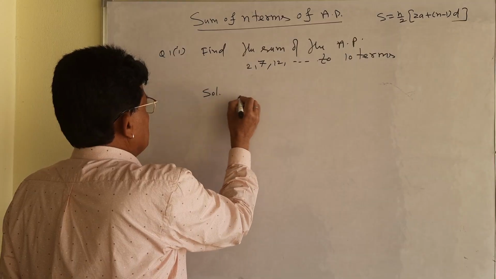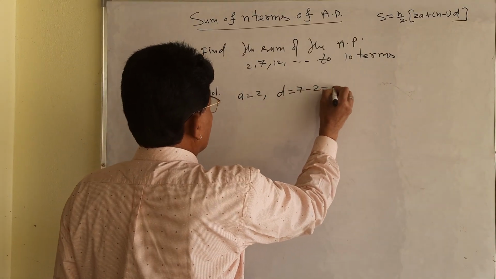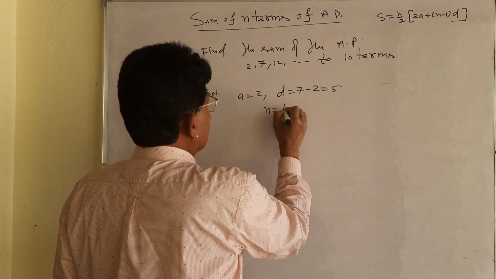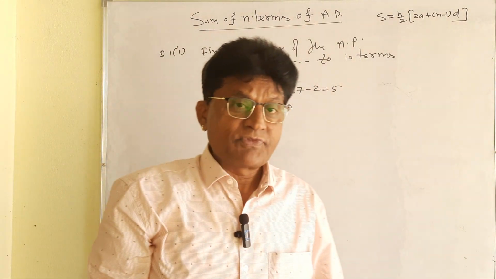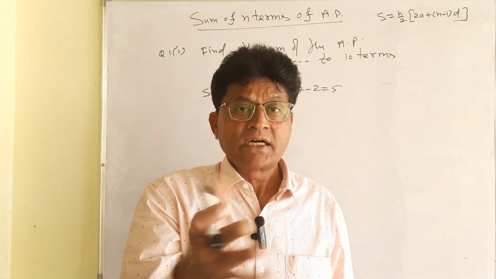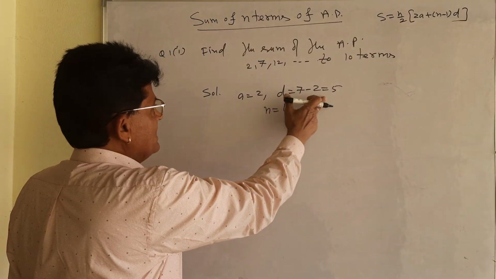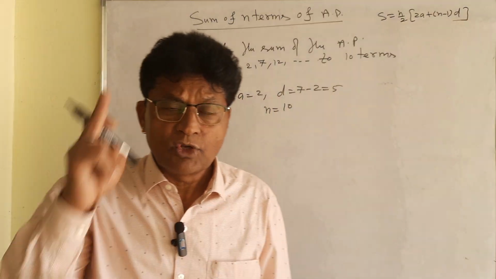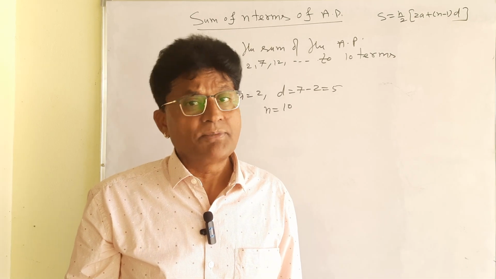Solution: a is equal to 2 and d is equal to how much? 7 minus 2, that is 5. n is equal to 10, because 10 terms are there. If the number of terms is not given, then first of all you will find out the number of terms, then you can find out the sum. Otherwise you cannot find it. If these three values, a, d and n, are given, then only you can find out the sum of the terms of the arithmetic progression.